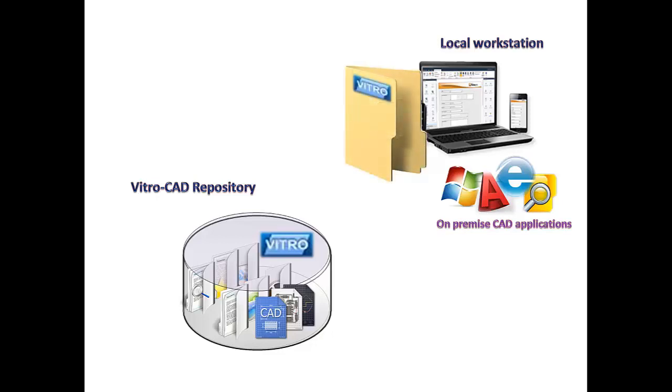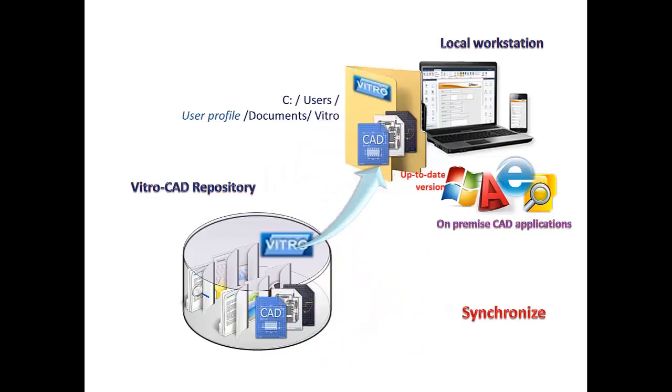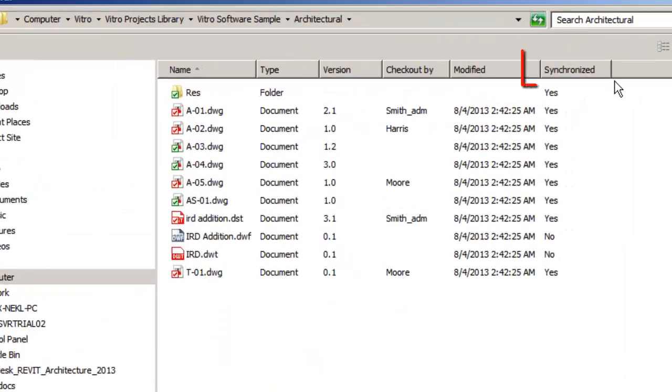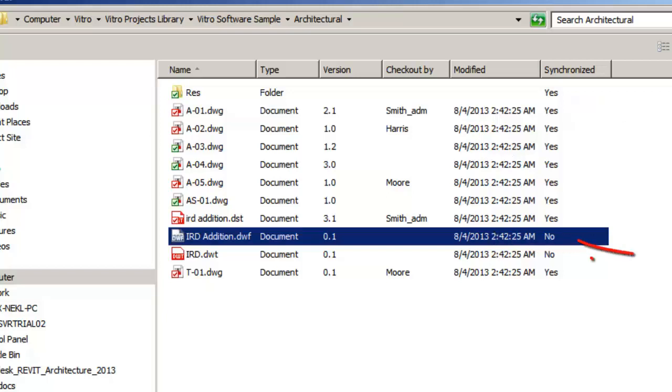To correspond to the requirements of document management and collaboration, a local folder called Vitro is automatically created on the workstation. You can see its path on screen. As a user opens a document for the first time, a local copy of this file is automatically saved from the Vitro repository to this folder, and the system starts document version monitoring. You can see document status in the column Synchronized as yes or no. Yes means that your local file is up to date. No means that you never opened this file and you don't have it on your local workstation.